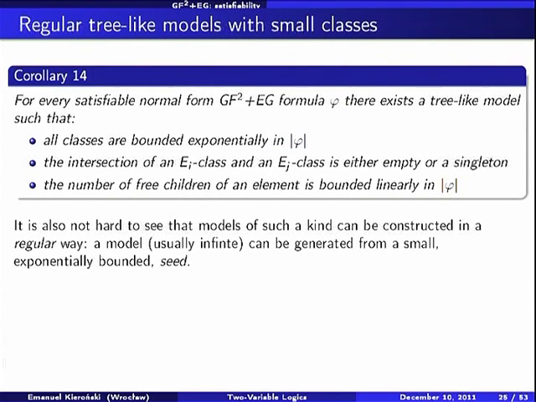So this is the statement of the theorem about the shape of such models. We have small classes. And in fact, we obtain the property that the intersection of an E1 class and an E2 class, for example, contains at most one element, because we constructed the model in such a way that we split the elements if necessary.